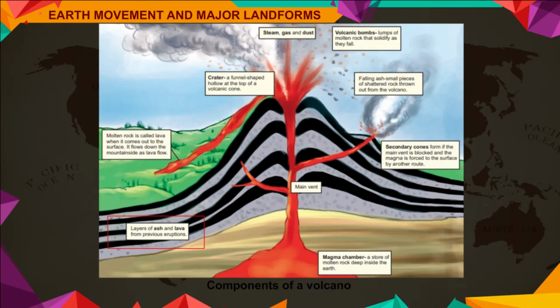Components of volcano. Layers of ash and lava from previous eruptions. Molten rock is called lava when it comes out to the surface. It flows down the mountainside as lava flow. Crater, a funnel-shaped hollow at the top of a volcanic cone. Steam, gas and dust. Volcanic bombs, lumps of molten rock that solidify as they fall. Falling ash, small pieces of shattered rock thrown out of the volcano. Secondary cones form if the main vent is blocked and the magma is forced to the surface by another route. Main vent. Magma chamber, a store of molten rock deep inside the earth.